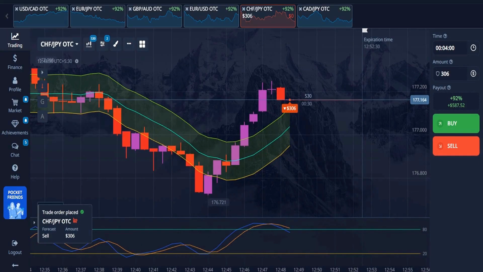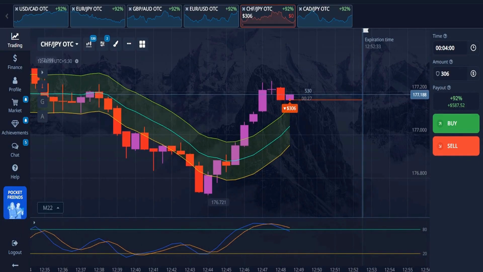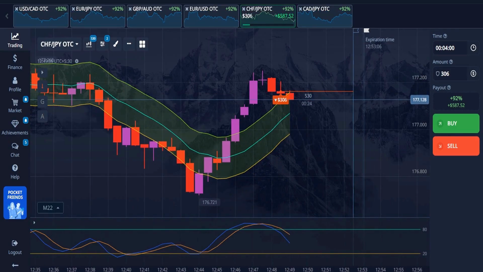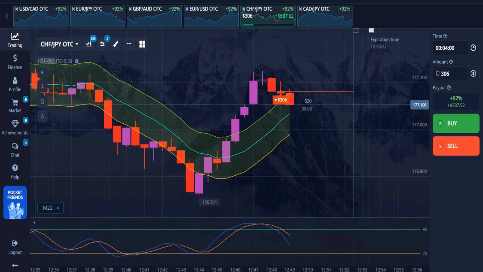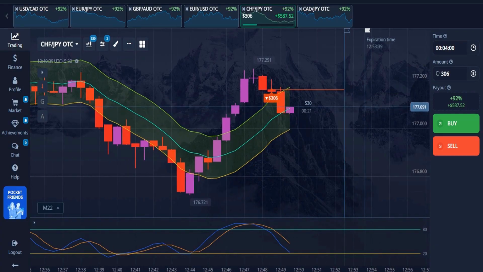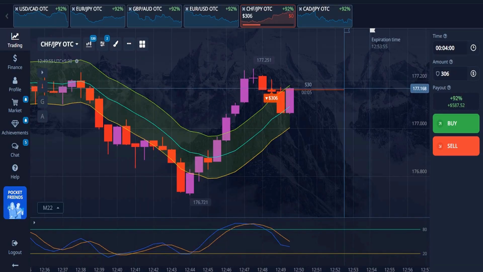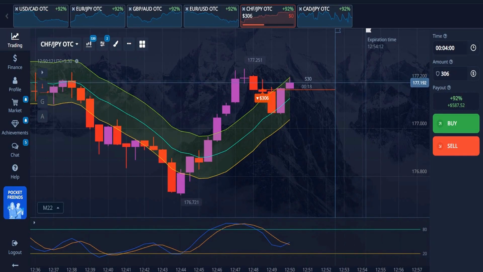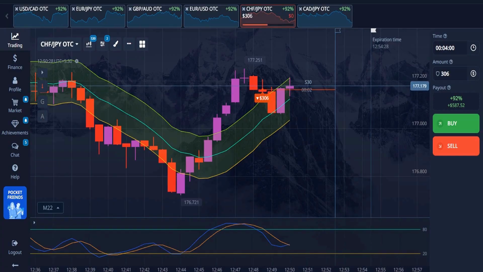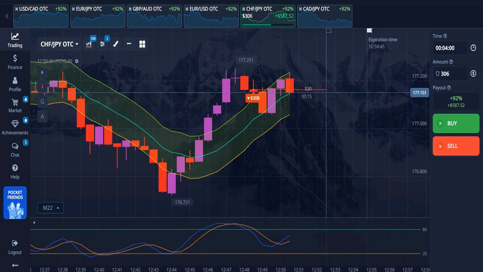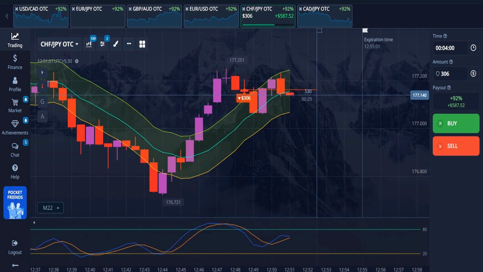Now here, I've taken a sell trade. Let's quickly go over why. First, the price touched the upper line of the envelopes indicator, signaling a possible reversal zone. Then, the stochastic oscillator showed a crossover at the top, near the overbought zone. That's our confirmation of potential downward momentum. And right after that, a bearish candle appeared. The final green light to enter the trade.